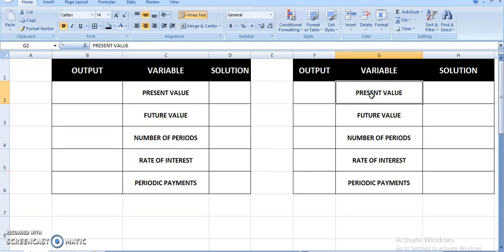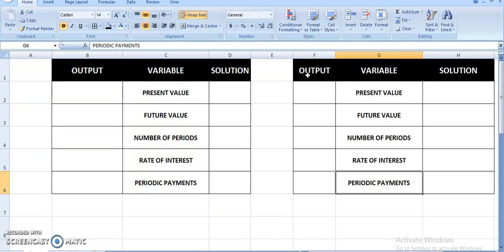So, the present value of money would be what the value of money is at this moment. The future value, which is kind of self-explanatory, is how much that money is valued some time in the future, any time in the future, and the time gap between the present and the future is the number of periods, and the rate of interest is also self-explanatory, and the periodic payments is how much we are depositing at the end or at the beginning of each year.